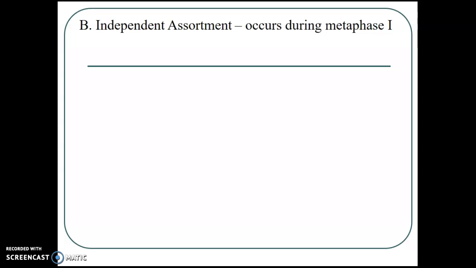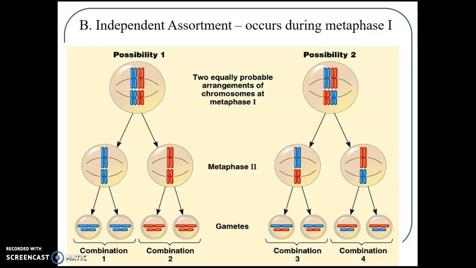Independent assortment is another way that we have genetic variation. Independent assortment occurs specifically during metaphase 1. If you remember, during metaphase 1, homologous chromosomes align at the midline of the cell, but it doesn't matter which order they are in. We don't have all the chromosomes that came from mom on one side and all that came from dad on the other side. They're randomly aligned as long as they are at the midline with their partner. So that leads to lots of possibilities when distributing these chromosomes to their resulting cells, into the gametes.